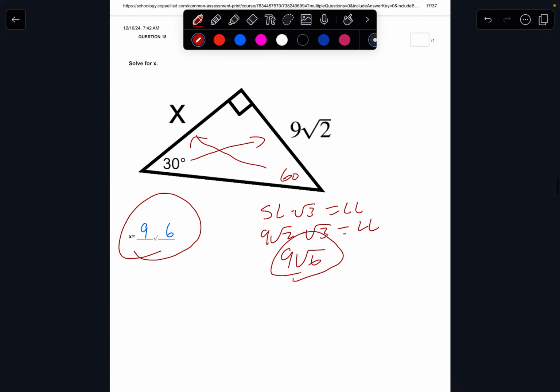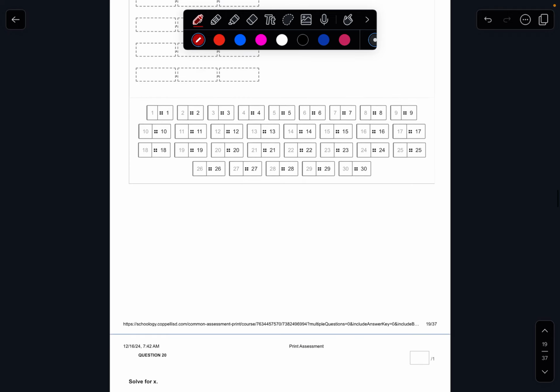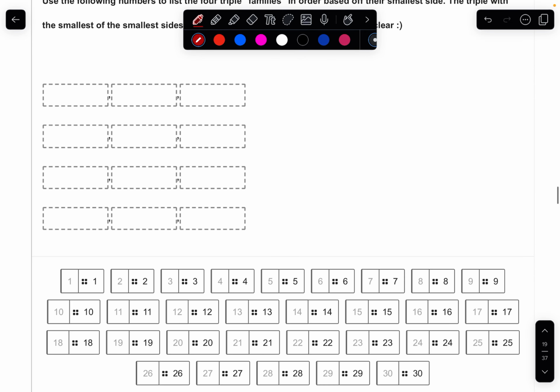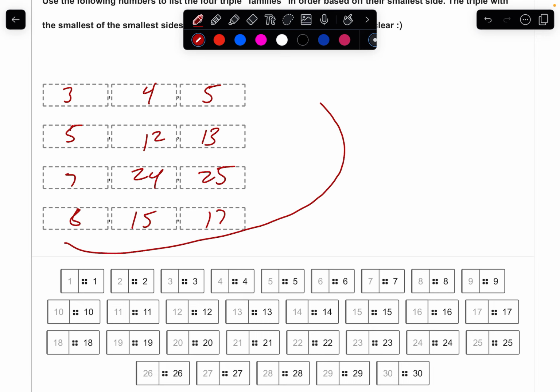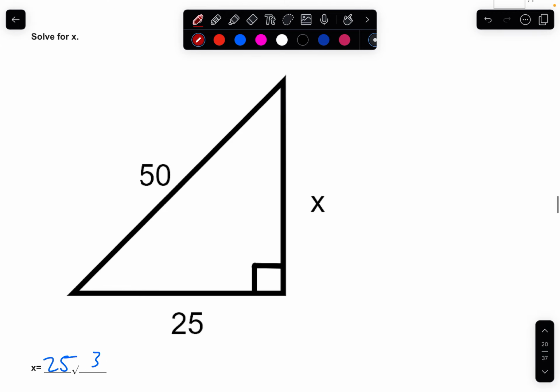Yeah, we got to do a good job with that, guys. A real good job with that. All right, list these triples again. I love this. 3, 4, 5. 5, 12, 13, 7, 24, 25, 8, 15, 17. Come on now. Keep trying to do this from memory over and over again, guys.